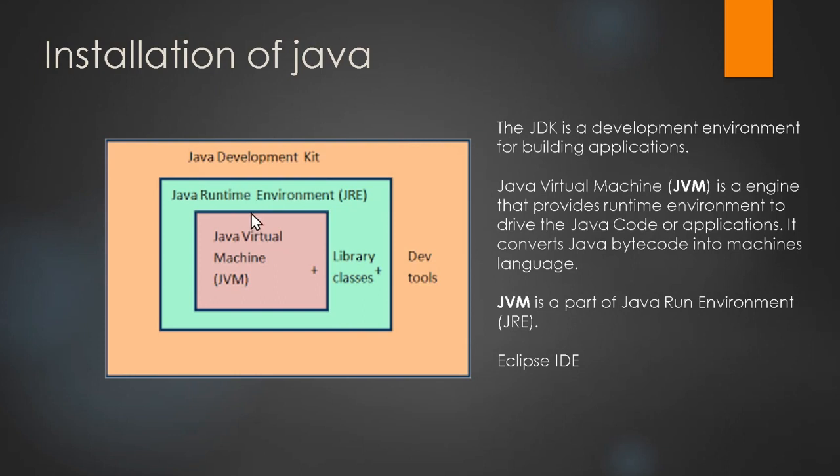Internally, it has something called the heart of the JRE, which is the Java Virtual Machine, JVM, which actually executes our code. It takes the bytecode and converts it into machine code. So the JVM is an engine that provides a runtime environment to drive the Java code. It converts Java bytecode into machine language. Basically, the Java Virtual Machine is very important for the execution of our code.